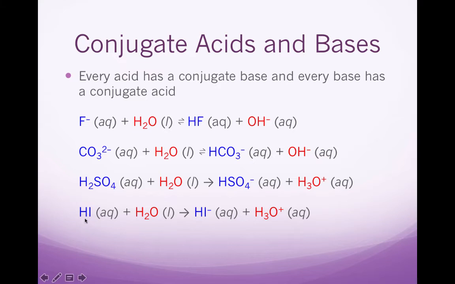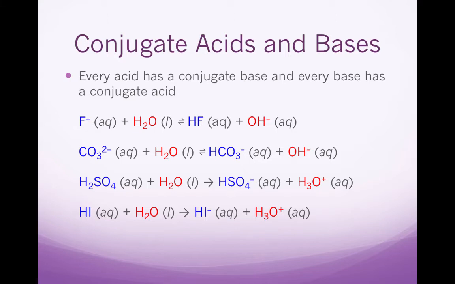One more example here is hydroiodic acid. Hydroiodic acid donates, oh sorry, that should say just I minus, I apologize. Hydroiodic acid donates a proton to water to become I minus. So HI is acting as an acid, its conjugate base is I minus. Water is acting as a base, it's accepting a proton, so water's conjugate acid is the hydronium ion.